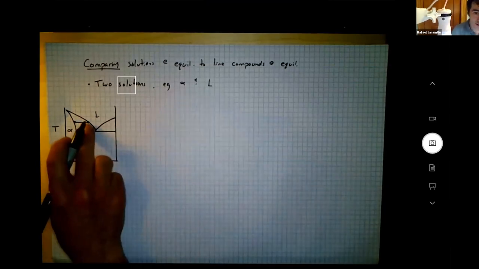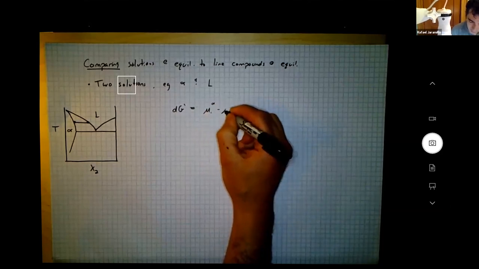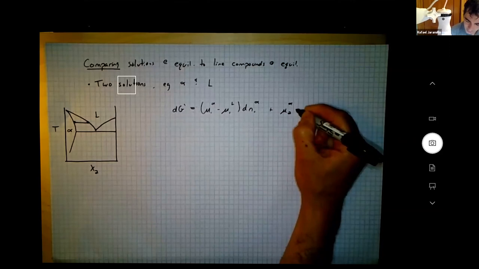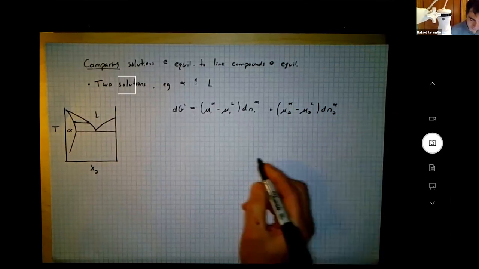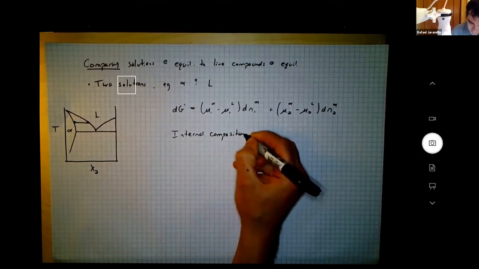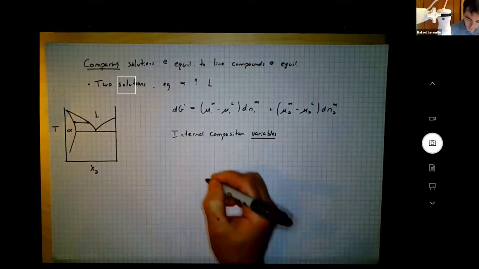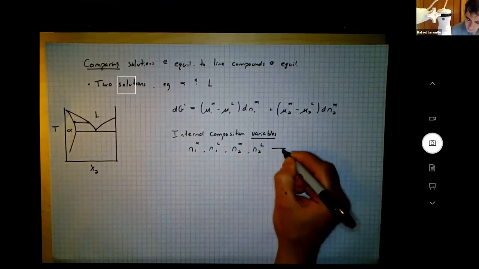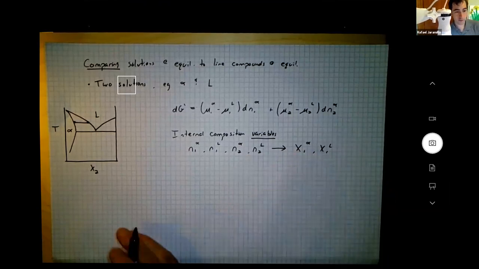We know that along that line, dG equals mu one alpha minus mu one liquid dN one alpha plus mu two alpha minus mu two liquid dN two alpha. This is just recalling previous stuff. We have internal composition variables, right? The compositions are variable. So we have N1 alpha, N1 liquid, N2 alpha, N2 liquid. And with conservation of mass, we can boil this down to X1 alpha and X1 liquid. So we have these composition variables, we're familiar with that.